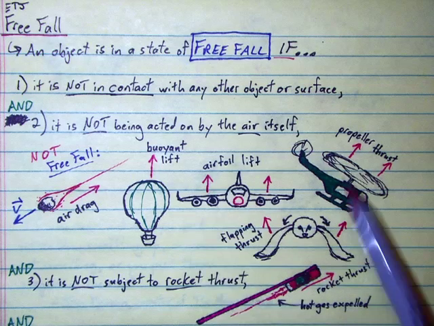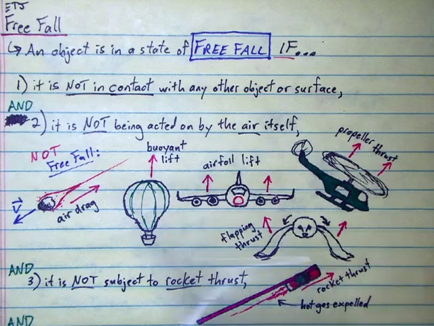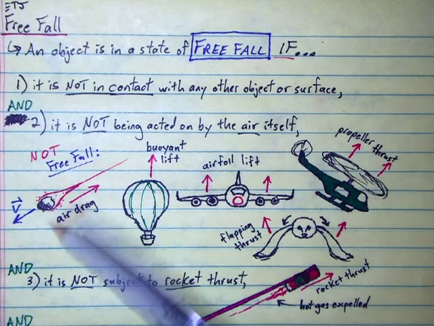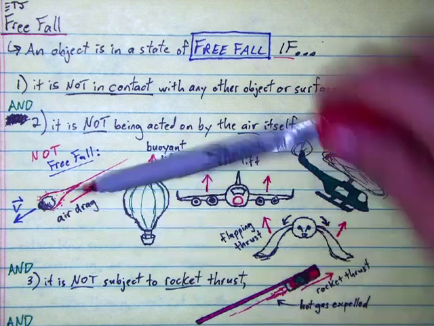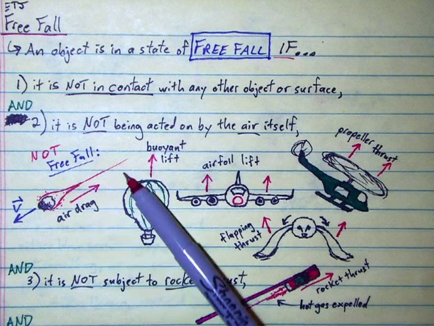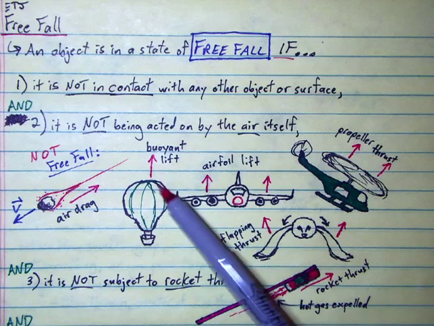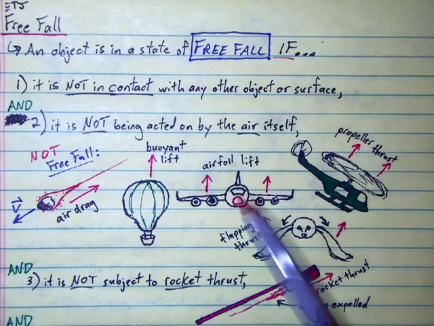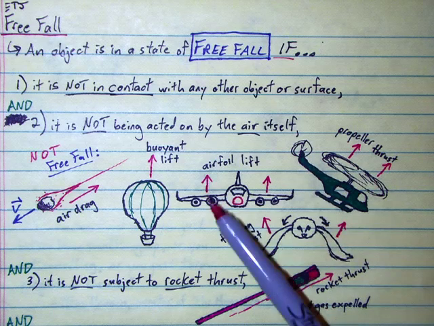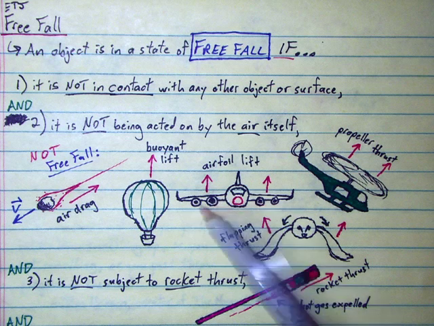Here are four examples of objects that are interacting with the air. So all four of these are not in free fall. Here is a meteor moving this way through the atmosphere. It is experiencing a drag force on it as it moves, an air drag. Here's a balloon experiencing a buoyant lift. Here is an airplane with a lift force due to the motion of air over its airfoils.